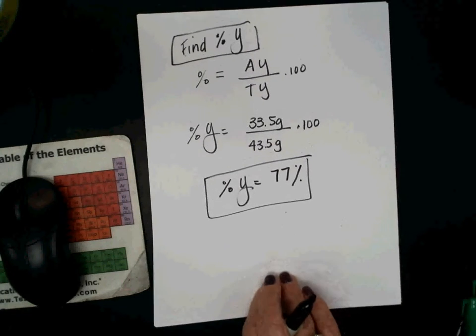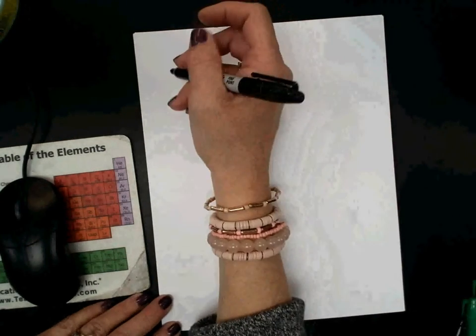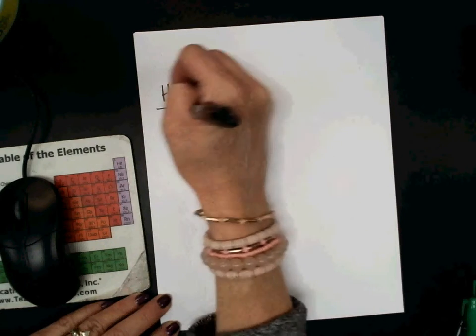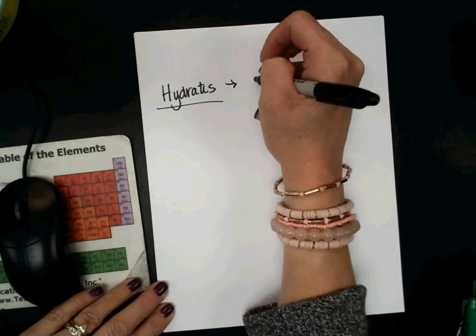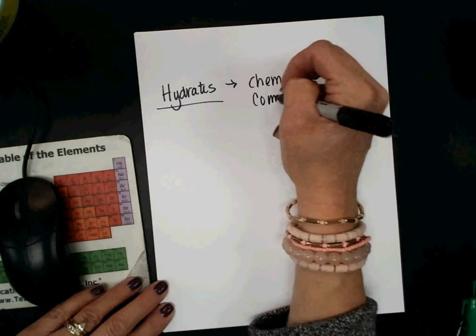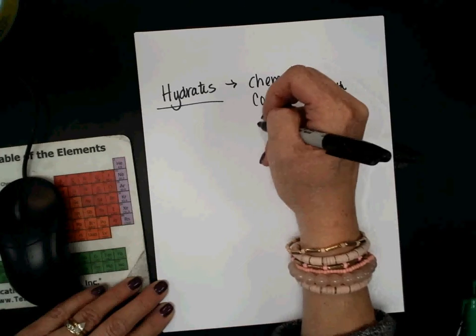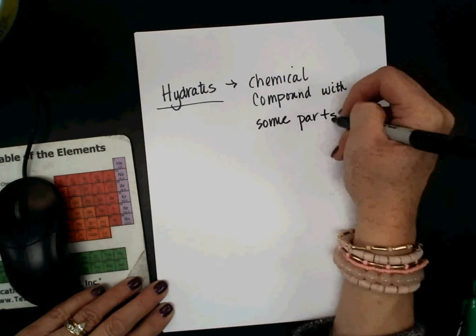What's next? So here's the next lab we're gonna do. We're gonna talk about hydrates, which we've been using all along. So when you hear the word hydrate, and it has to do with the chemicals we're using, this is actually a chemical compound with some parts water.